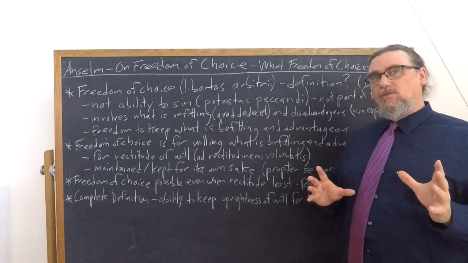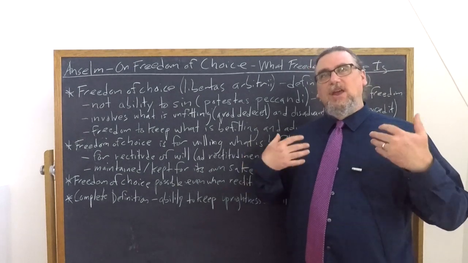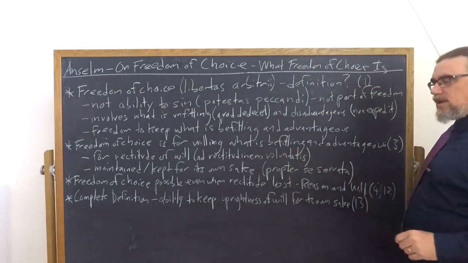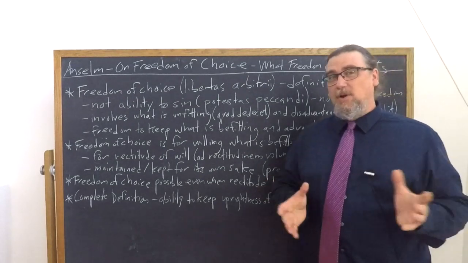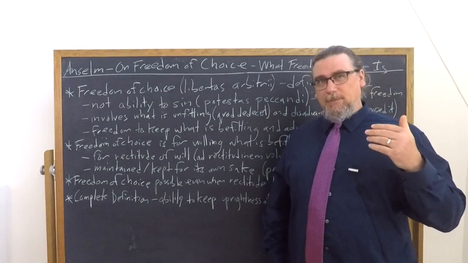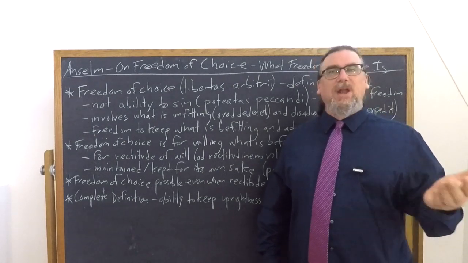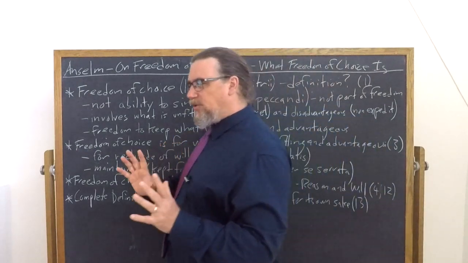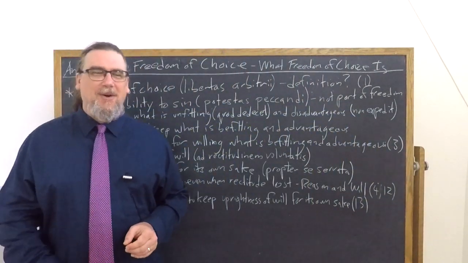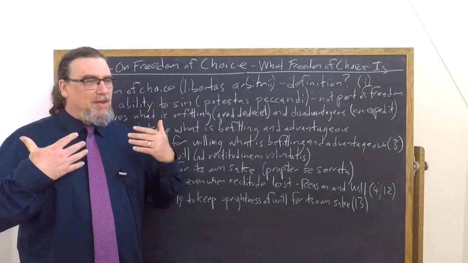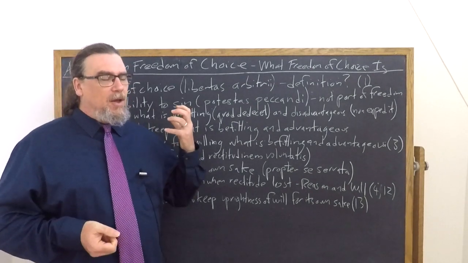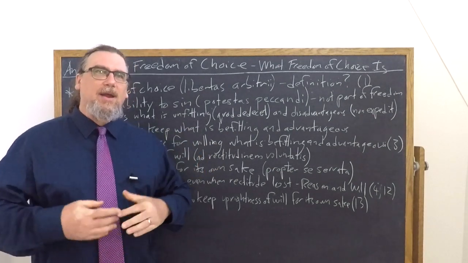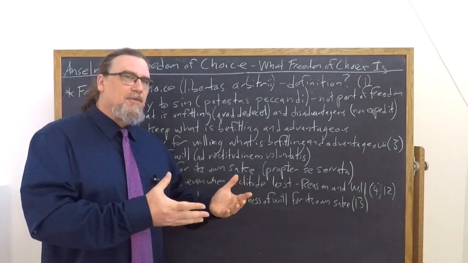So this rectitude of will is doing the right thing, choosing rightly. And he adds there that we have to understand it as being maintained for its own sake, not simply being maintained for the sake of avoiding punishment or gaining reward or any other sort of inducement or reason. There has to be a recognition that what is good is good and just in its own right, and therefore should be maintained for its own sake.